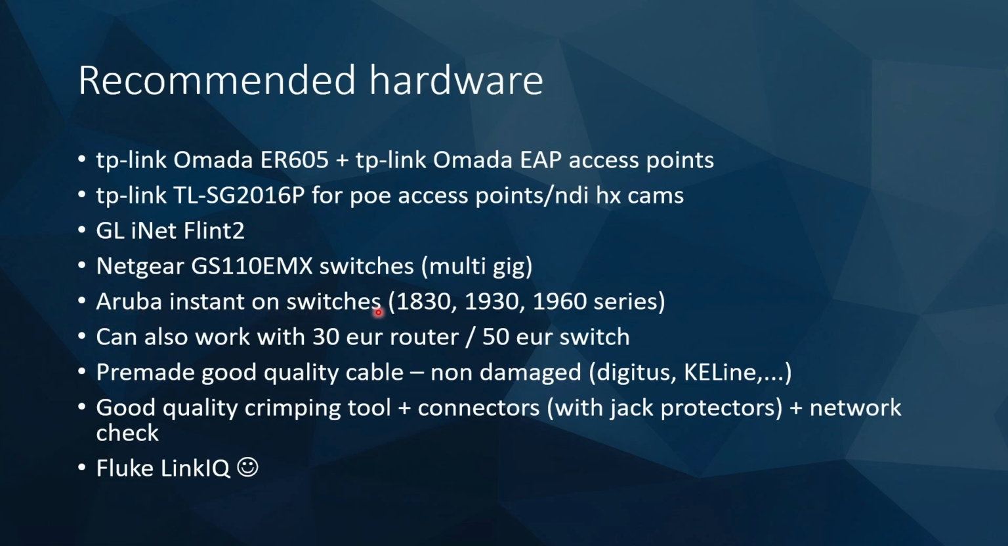Aruba Instant On switches. They're really big switches, but they're really good. They don't overheat. They have a bunch of options. They're managed. They're layer 3, I think, even. So you can do a bunch of smart routing. You can enable certain things. So it's like a mini firewall in a switch. It's not a firewall, but it's almost like a firewall.